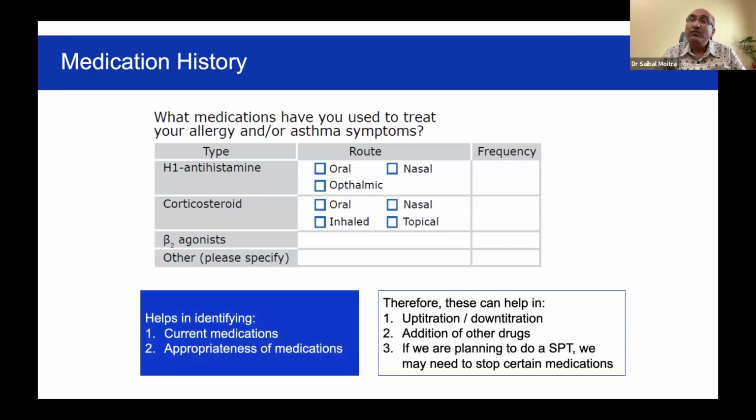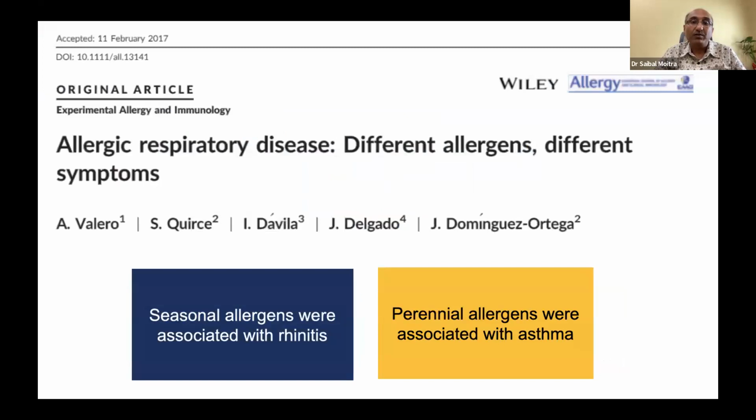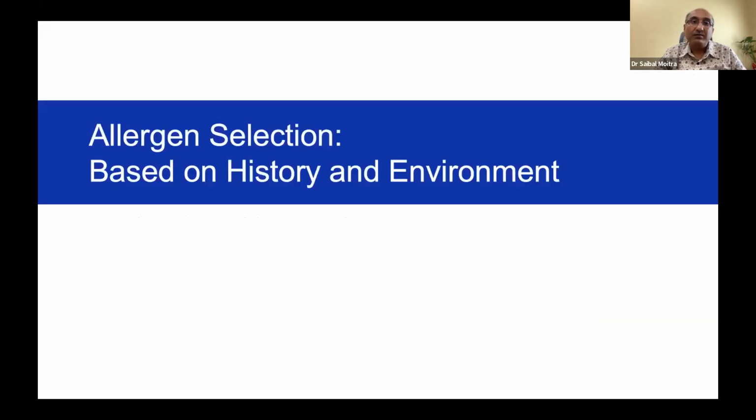Then we'll know how much we need to up-titrate or down-titrate, how many drugs we need to add, and what drugs we need to stop before a skin prick test. So this was a very interesting article which showed allergic respiratory diseases with different allergens and different symptoms. They said the seasonal allergens were more associated with rhinitis, whereas perennial allergens were more associated with asthma. But we can see there's considerable overlap between all these, but still this is important.